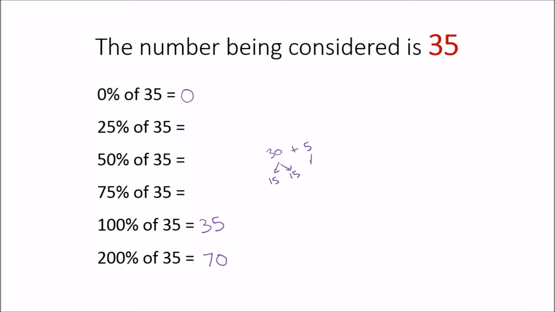and you can split 5 into 2 lots of 2.5. Let's take one lot of each because we're halving that and halving that, and we get 17.5.